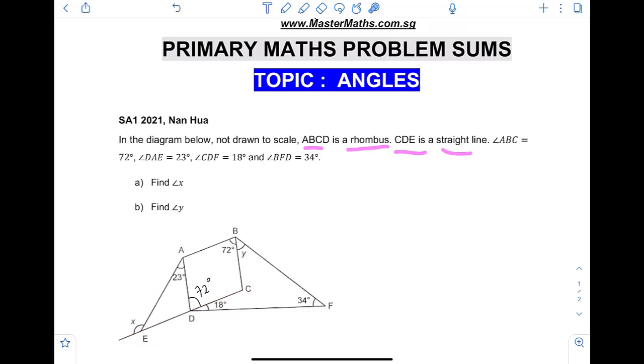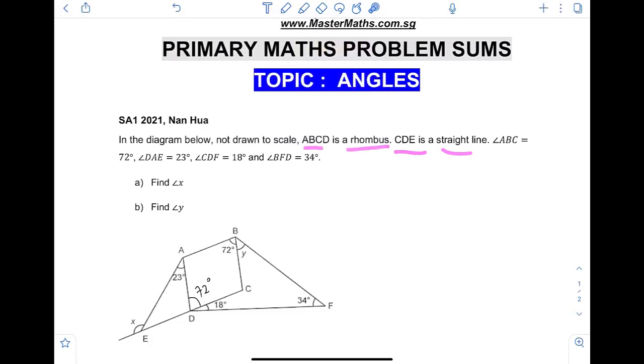ABC angle is 72 degrees over here. DAE is this one here, 23 degrees. CDF is 18 degrees and BFD is 34 degrees. First question, find angle X.